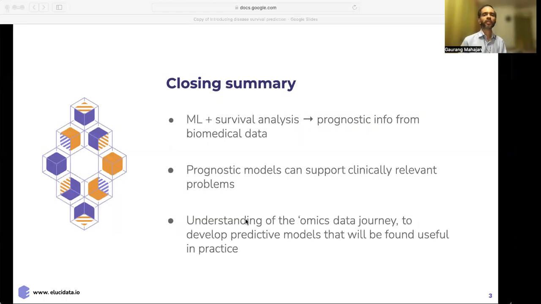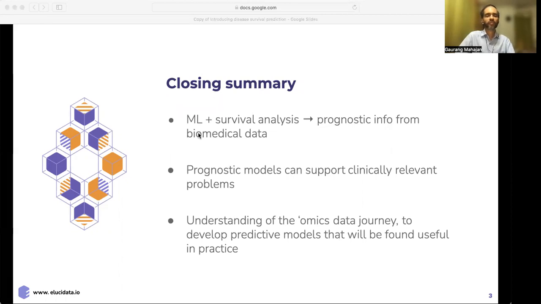So this brings me to the end of this overview on survival prediction. To recap very briefly, ML, together with traditional survival analysis, can help extract prognostic information from biomolecular data. These biomarkers can have translational impact potentially and support decisions around disease treatment and drug discovery. And there are FDA-approved biomarkers as well now, reflecting their perceived clinical utility.